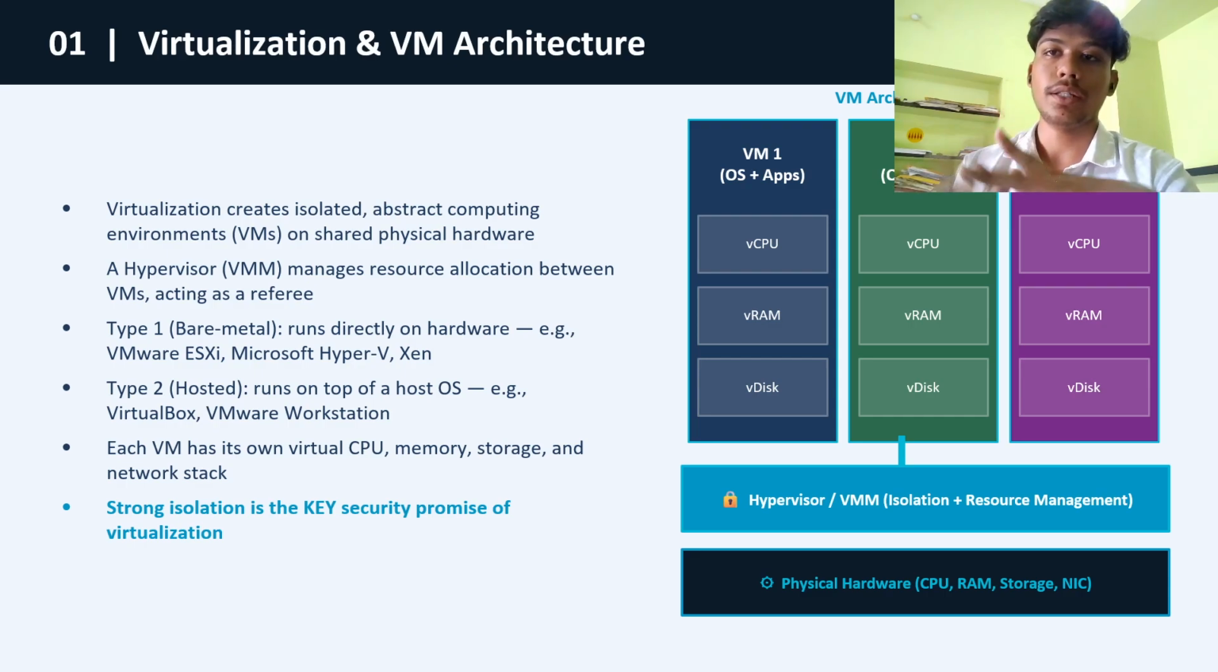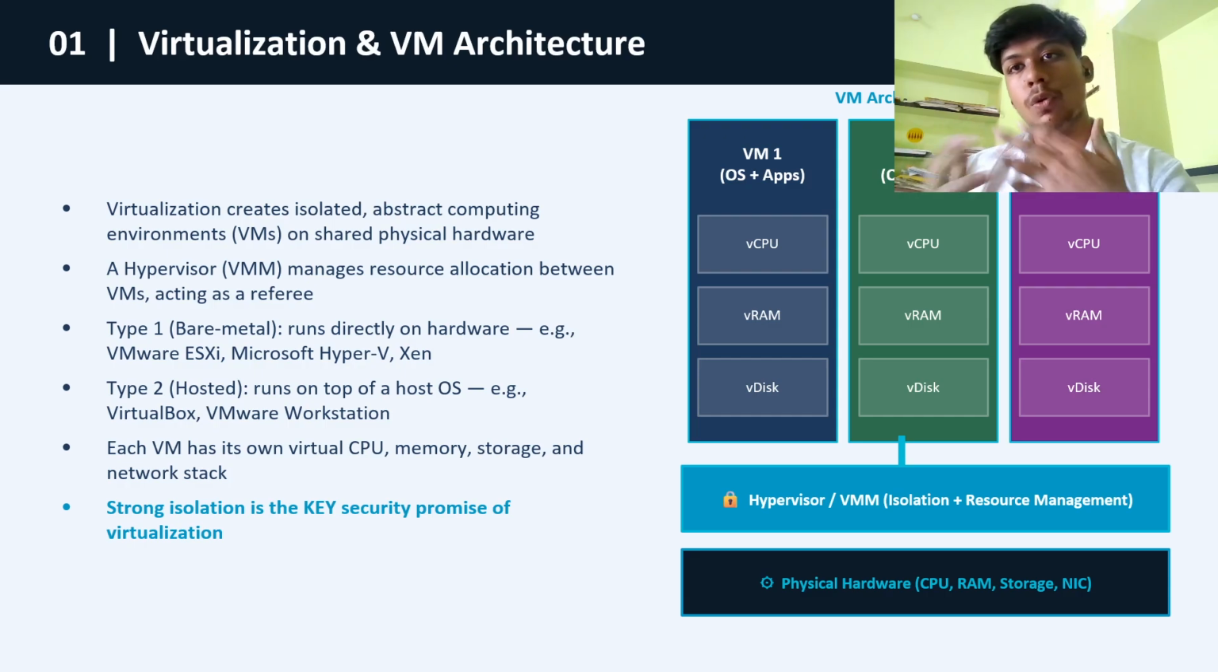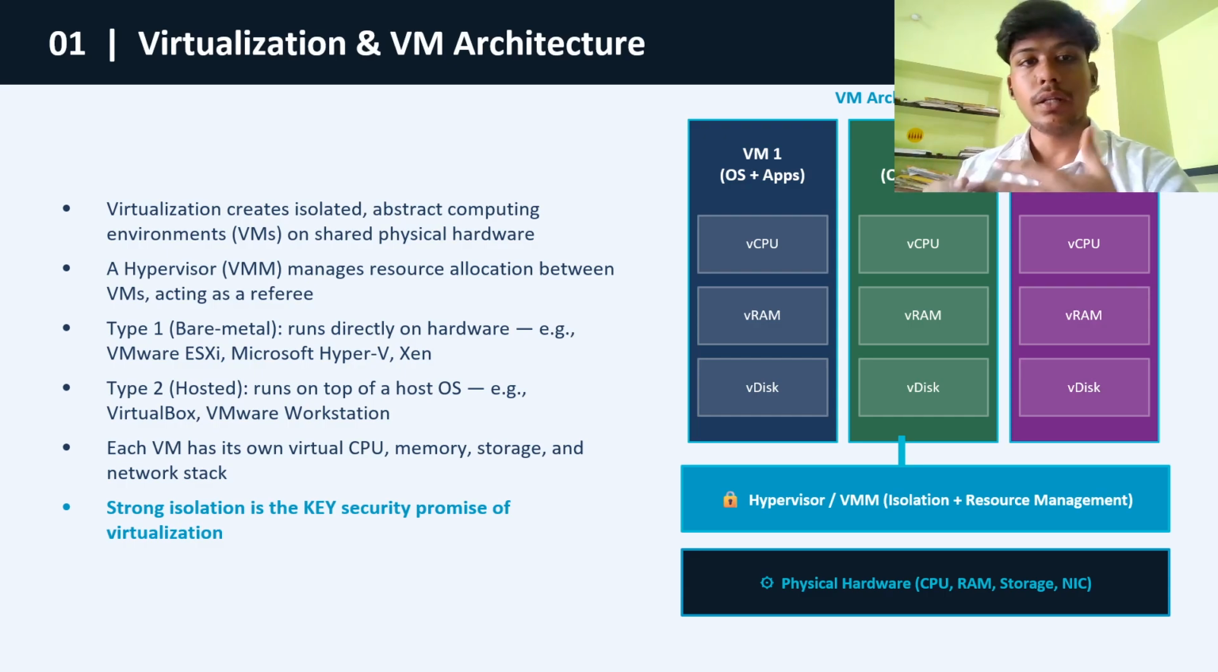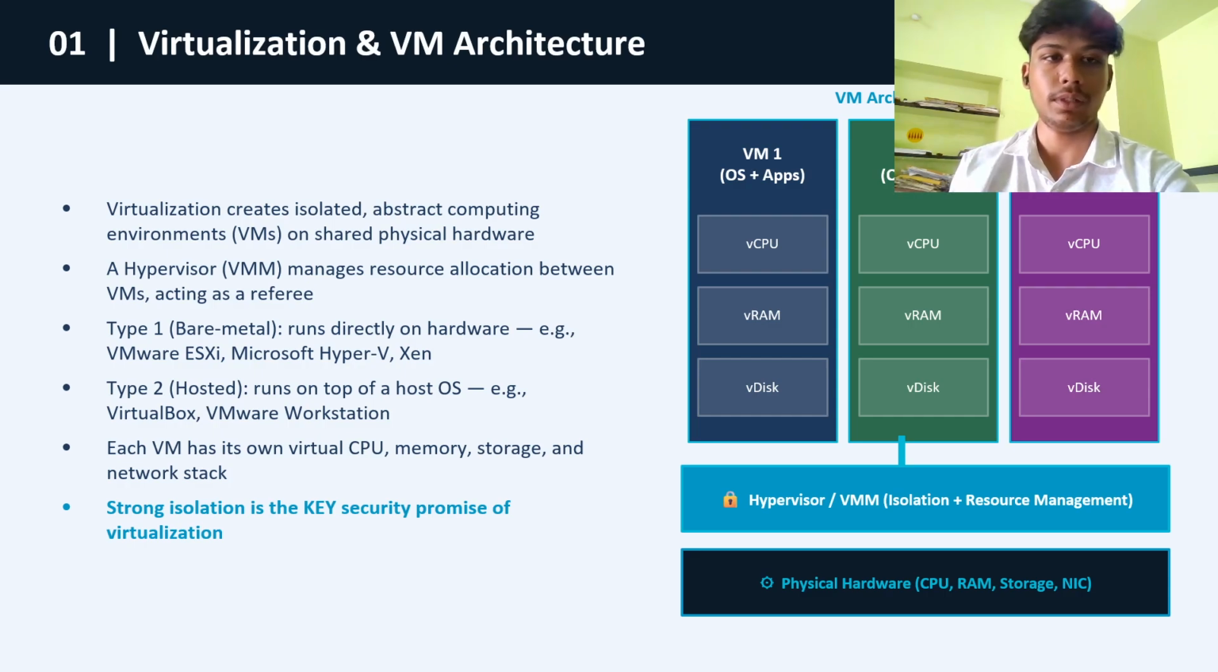Each virtual machine gets its own virtual CPU, called a vCPU, its own virtual memory, called vRAM, its own virtual disk, and its own virtual network interface.